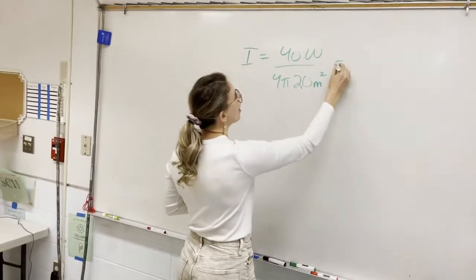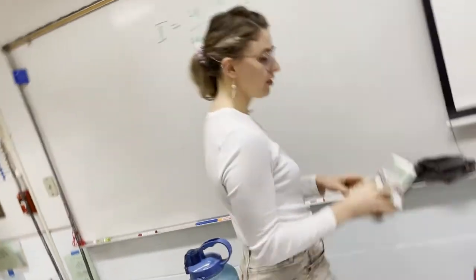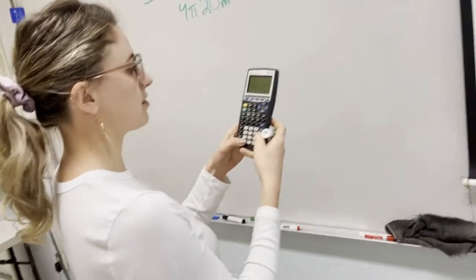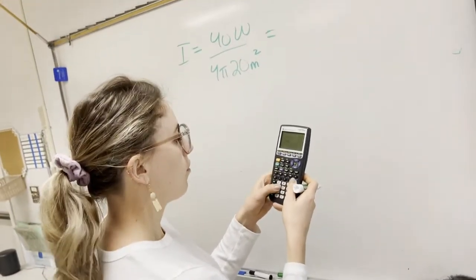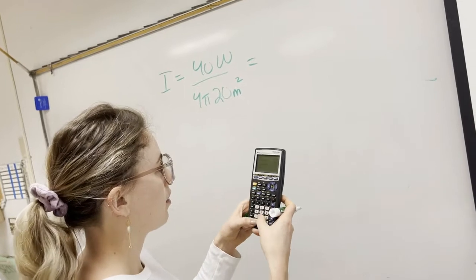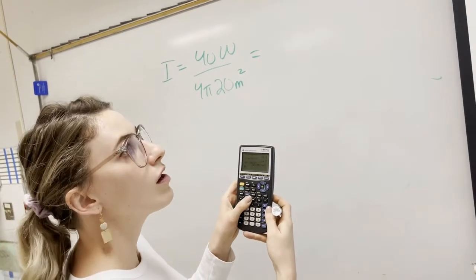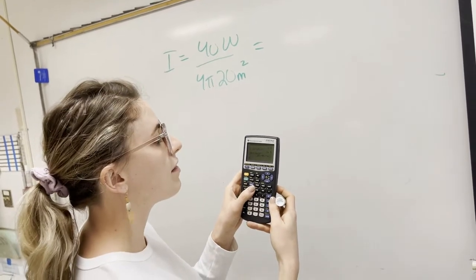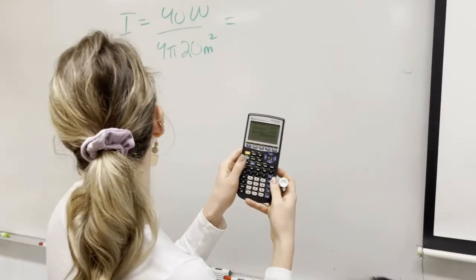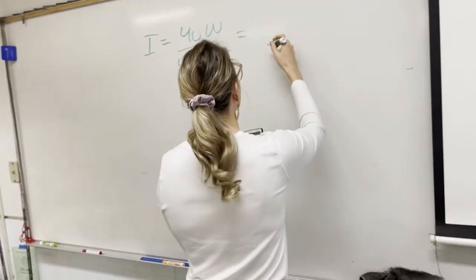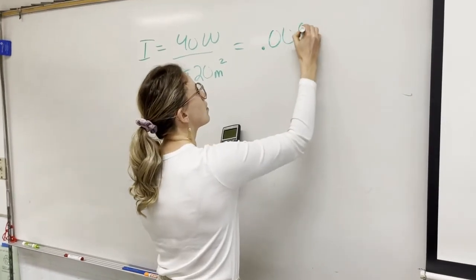Okay, so then let's just go ahead and do that. I'll have to put the bottom in parentheses. 40 divided by 4 pi 20 squared. And I get 0.007, I would call it 0.008 watts per square meter.